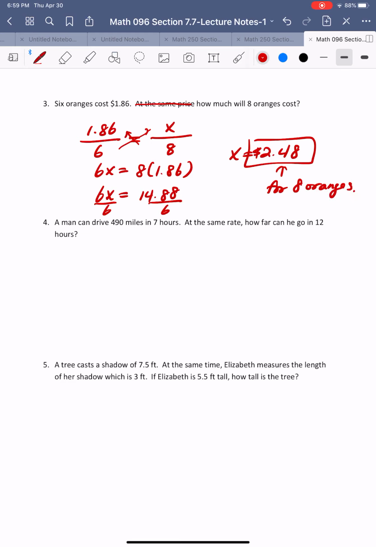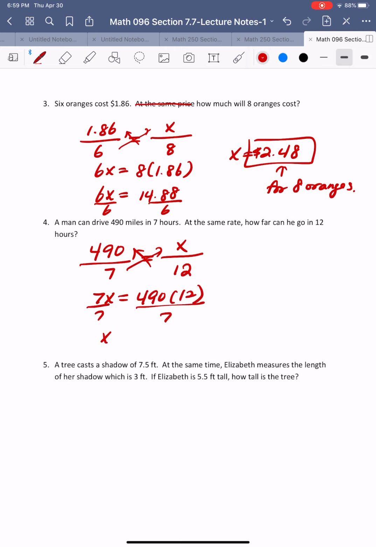All right, number 4. A man can drive 490 miles in 7 hours. At the same rate, how far can he go in 12 hours? So 490 miles for 7 hours, and then how far he can go in 12 hours. You set it up this way, and then cross multiply: 7x equals 490 times 12, divided by 7. So x equals 840 miles. Of course, it's going to be further.